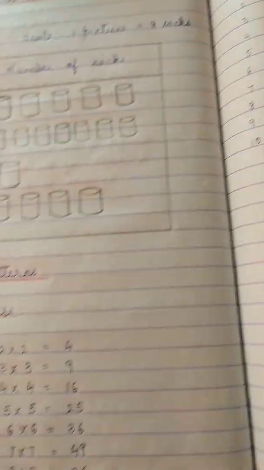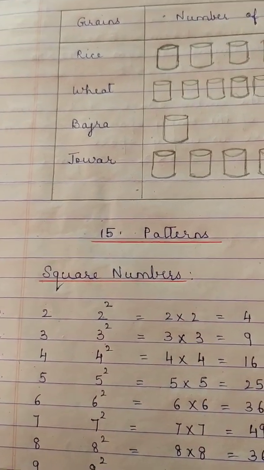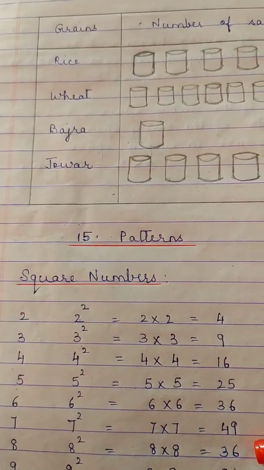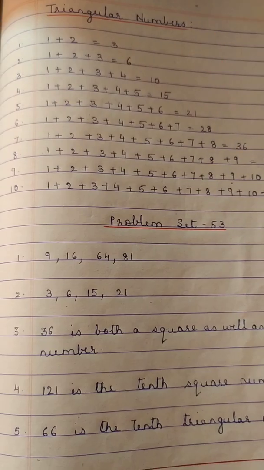So basically children, in this lesson we learned two types of numbers. One is square numbers and one is triangular numbers.